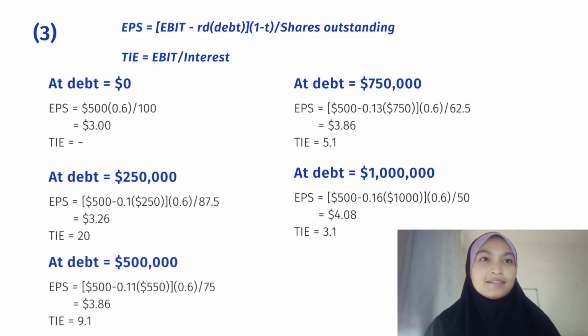For question 3, the formula of EPS and TIE have shown here. So at debt 0, the EPS is 3 and the TIE is infinity. At debt 250,000, the EPS is 3.26 and the TIE is 20. At debt 500,000, the EPS is 3.89 and the TIE is 9.1. At debt 750,000, the EPS is 3.89 and the TIE is 5.1. Lastly, at debt 1 million, the EPS is 4.08 and the TIE is 3.1.